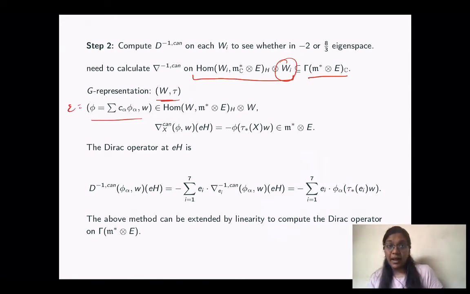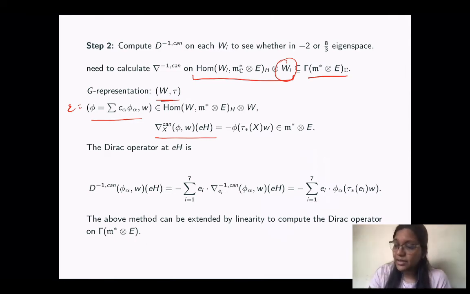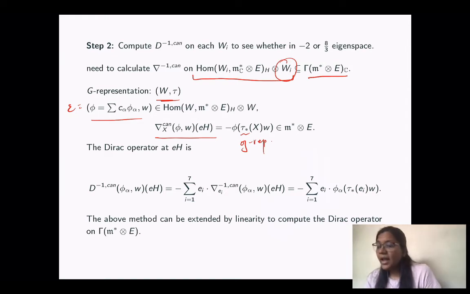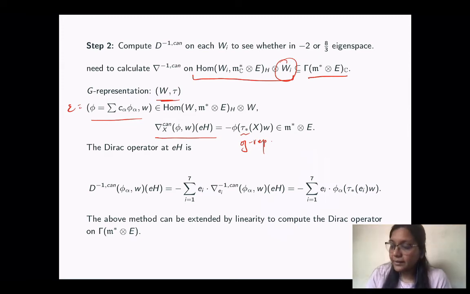We can write our epsilon in this form, and when we write this, we can apply the canonical connection. The canonical connection acts simply by minus phi tau star x w. So tau star x w will be in W, since tau is a G representation and tau star is the Lie algebra representation, and then this thing again is in m star tensor E. And once we have this, now we can apply the Dirac operator.